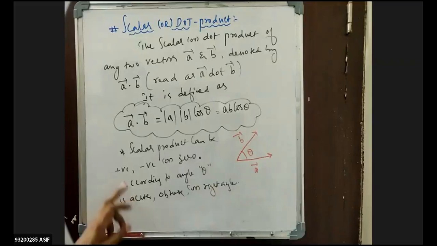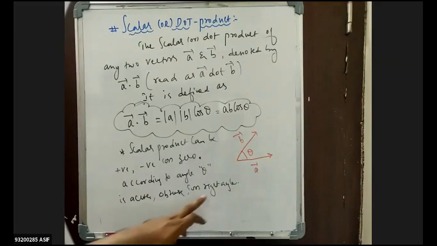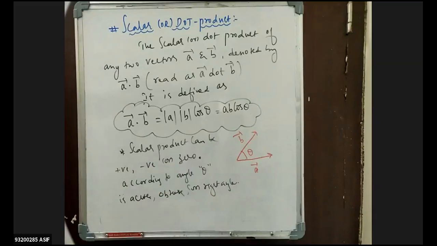If theta is acute, it will be positive. Obtuse, it will be negative, and at a right angle, it will be zero. I hope you're clear with this one. So that is the definition of the scalar product. What is the definition of a scalar product or dot product? If two vectors are being multiplied and the resultant is a scalar, it is called a scalar product or dot product. Simple language and simple condition. You need to remember this much only. Nothing more is there in this one.